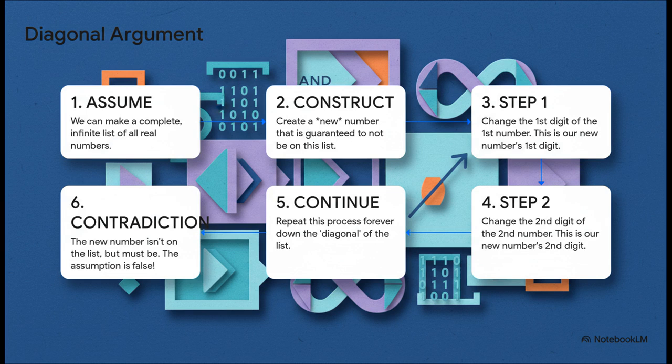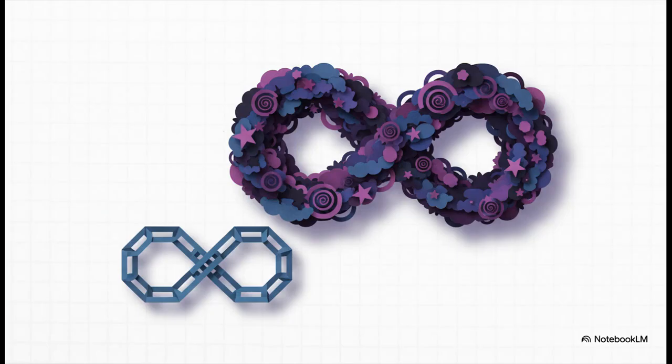complete list. Why? Because it's different from the first number in the first position, different from the second number in the second position, and so on. It's different from every single number on the list. We found a contradiction, a number that has to be on the list, but isn't. So what does that mean? It means our initial assumption, the one that said we could make a complete list in the first place, had to be wrong. And there it is, proven with absolute logical certainty. Some infinities are, in fact, bigger than others.